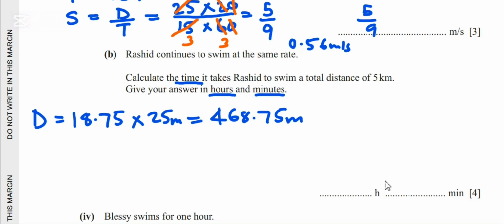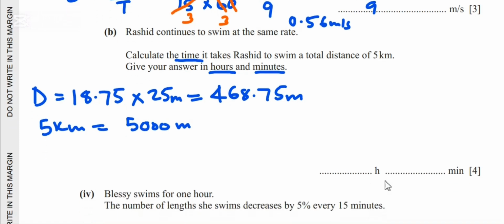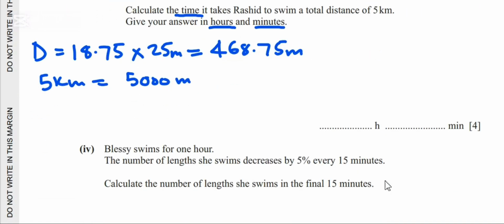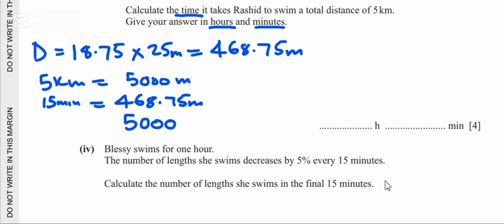Okay, now what if he swims 5 kilometers? Remember, 5 kilometers is the same as 5,000 meters. All right, so to find the time, we are going to use proportion. We are going to say if he swam 15 minutes in 468.75 meters, then how long did he swim when he swam for 5,000 meters? Okay, x there.